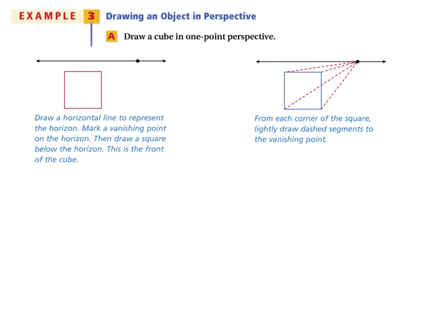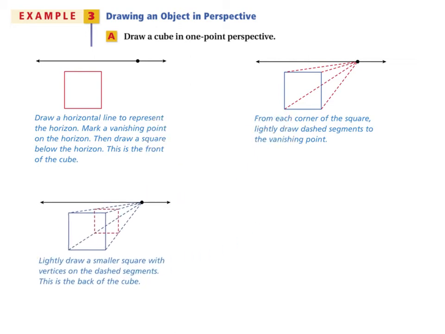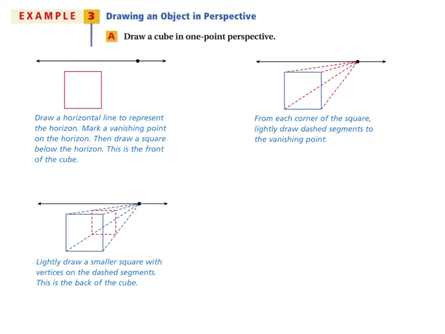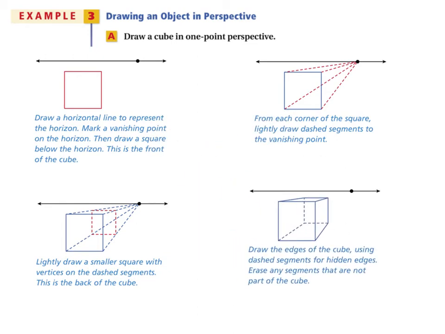Step 3 is you're going to now draw a slightly smaller square. Lightly draw, just so you know you're doing it right, a smaller square with vertices on the dashed segments a little farther back. That's the back of the cube. And then the last step is, you can erase all the dotted lines, if you would like, that you drew to represent your vanishing lines. You can draw the edges of the cube in that connect the front and the back of your cube. You can erase any segments that are not part of the cube.